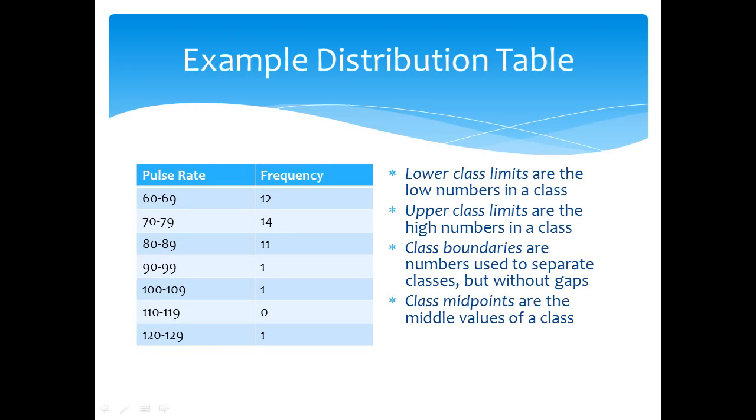The class midpoints are the middle values of a class. That makes a lot of sense. Midpoints are right in the middle. In the case of the first one, you're looking at 64.5. In essence, to make this quicker, add 4.5 to each of the lower class limits. And the class width is the actual range of values in a class. In this case, we're looking at the upper number minus the lower number, so our class width for all of these classes is 9.